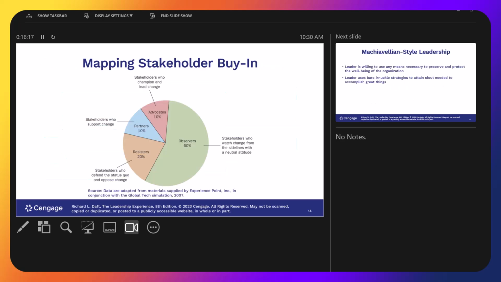So, mapping stakeholder buy-in. I just mentioned that. When you look over here at 60%, these are your stakeholders who will watch change from the sidelines with a neutral attitude.